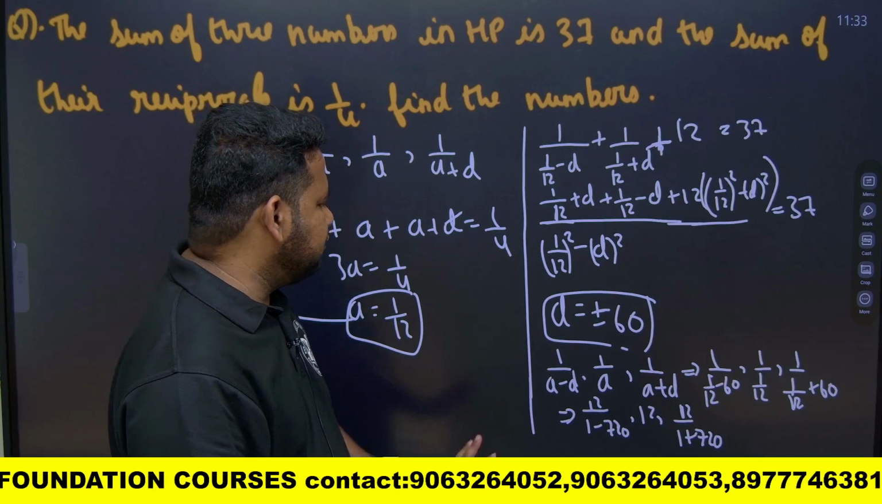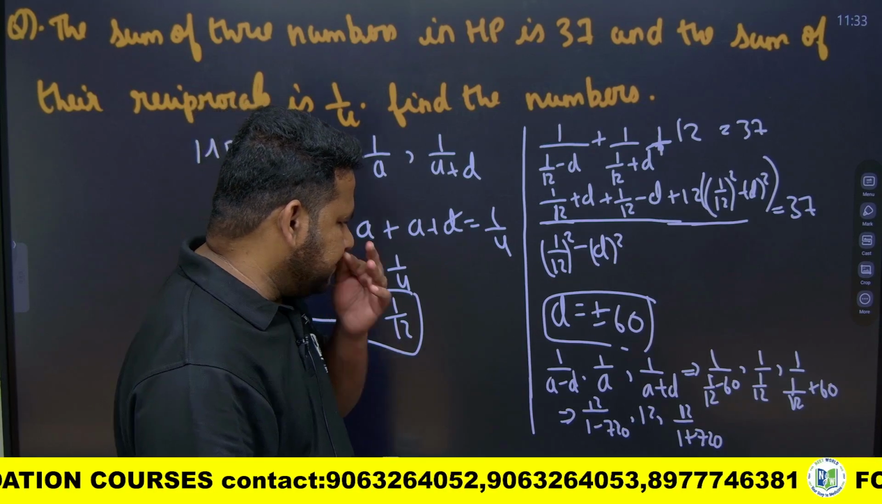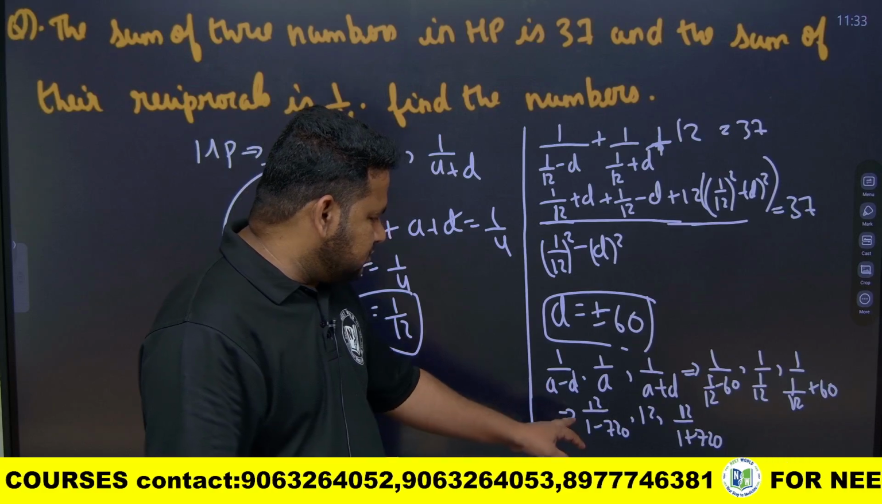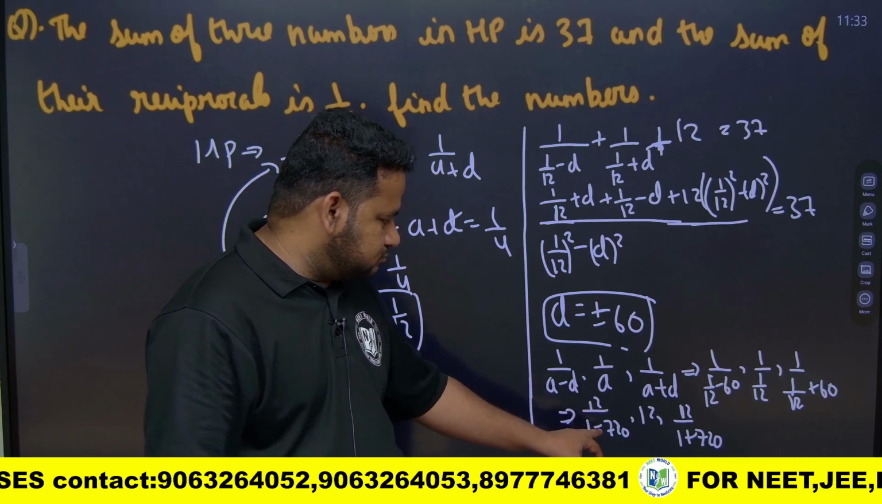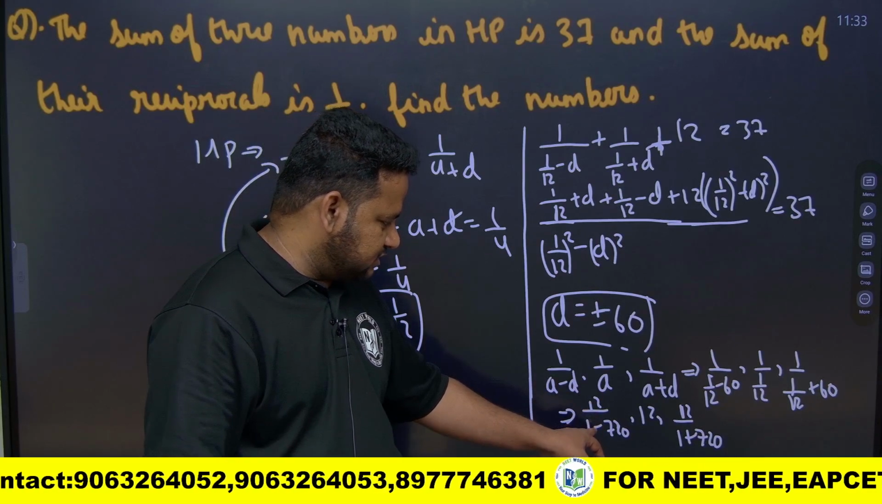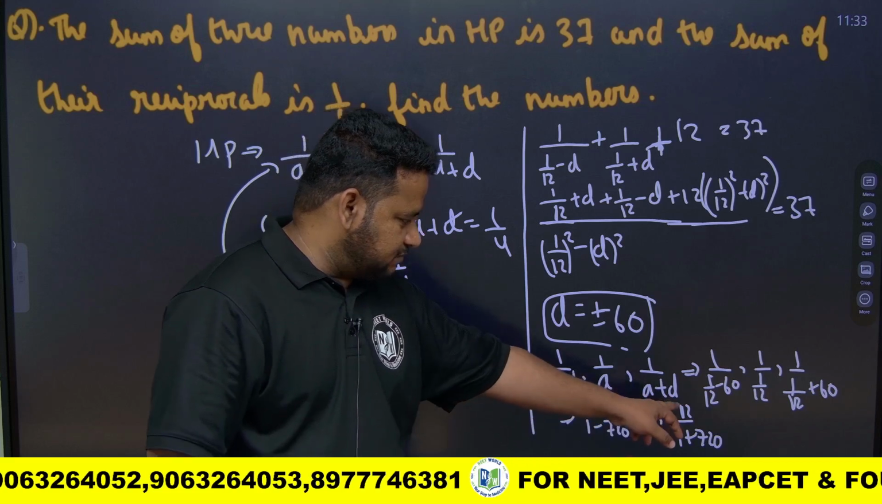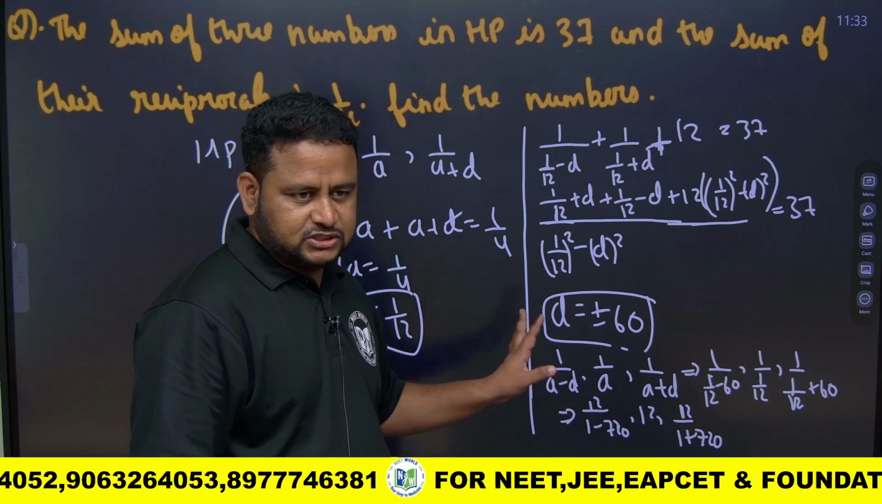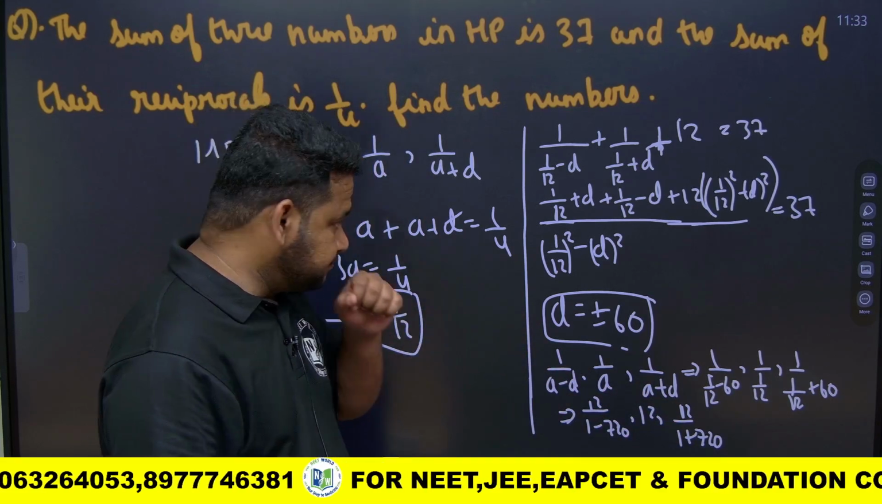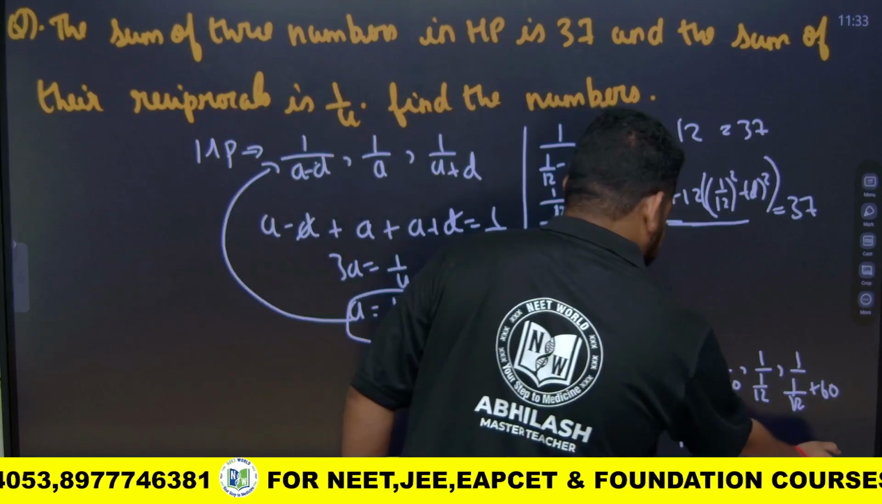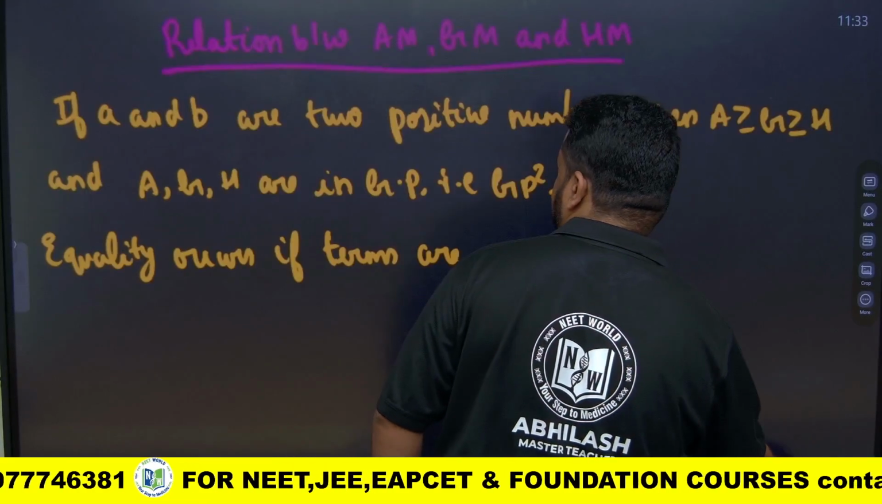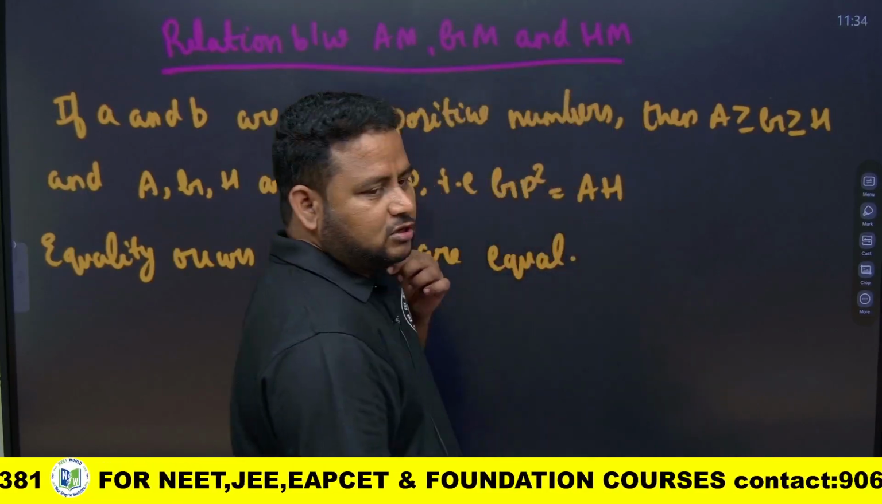Okay friends, this is how you get the value. So one of the numbers will be 12 by 721. This is how you get the three numbers. I hope it is clear. Let us proceed. This is calculative, but it is simple. This is the way you have to learn the concept of HP.